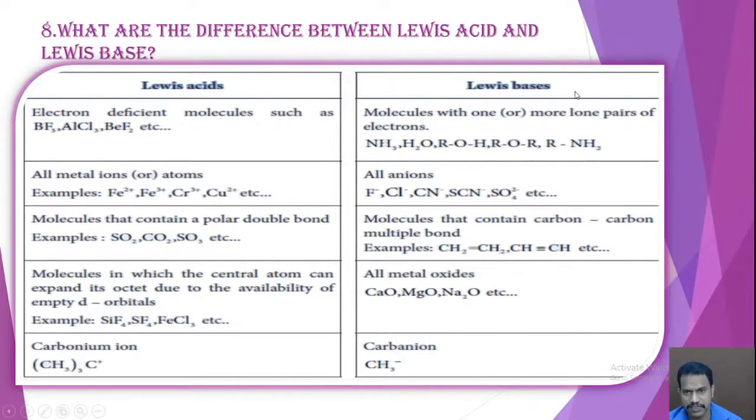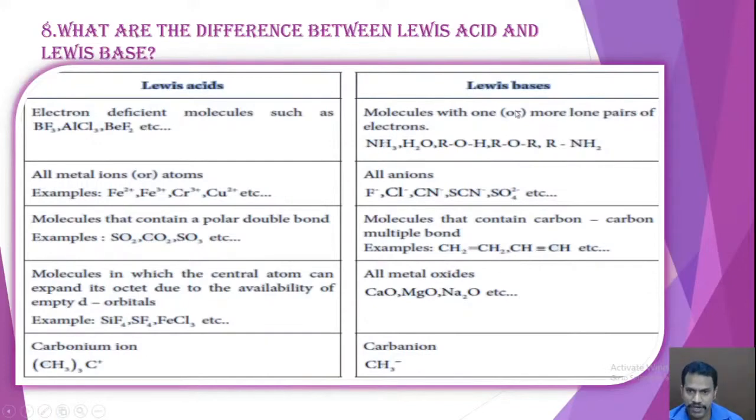The Lewis bases are molecules with one or more lone pairs of electrons. So ammonia, nitrogen has a lone pair of electrons, and water, H2O, acts as a Lewis base with 2 lone pairs of electrons. ROH means alcohol, the alcohol general formula. Oxygen has a lone pair of electrons. ROR means ether, where any alkyl group is substituted in the place of R. It is called ether, and oxygen has a lone pair of electrons. Likewise, amide, an alkyl group R bonded with NH2, is called an amine. The nitrogen has a lone pair of electrons.